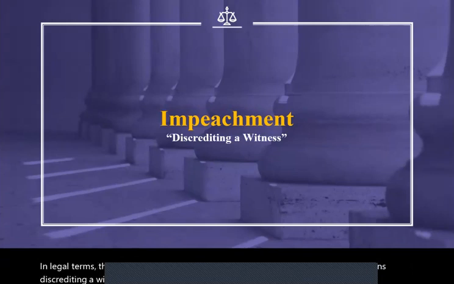Now, there are specific steps that you should go through in discrediting a witness, and we'll talk about those. But the idea here is not to get the person taken off the stand or anything like that, but to show the jury this person may have a reason to lie or is being dishonest or whatever. So let's jump in.